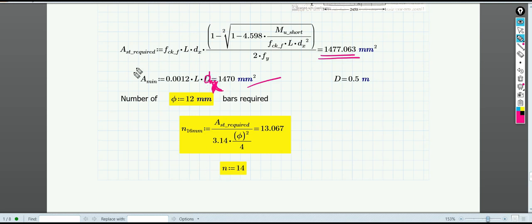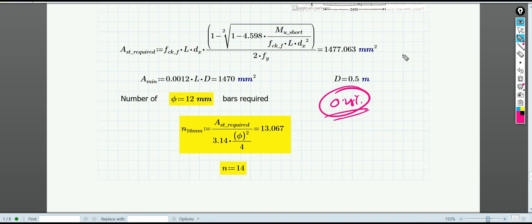So these 14 bars will be all along the whole length of the footing. Let us provide 14 numbers of 12 mm bars, and also check the development length, which is similar to what we have done, and it is found to be satisfactory. After all that, you can finally draw the detailed drawing of this footing.